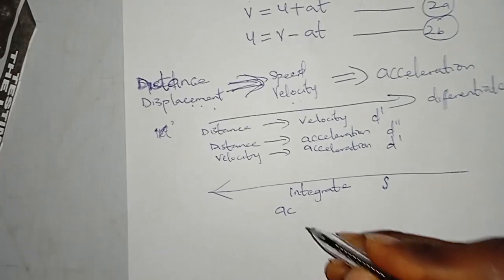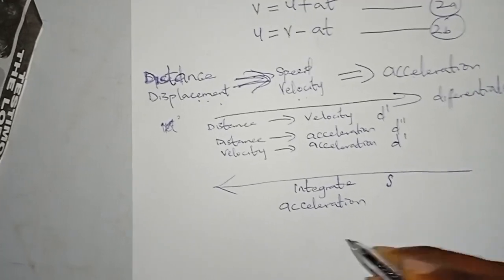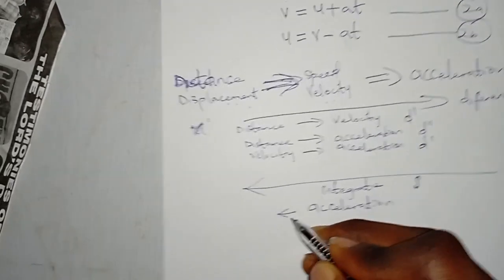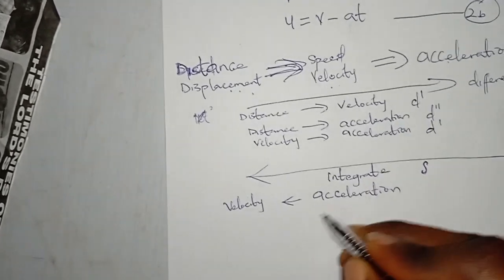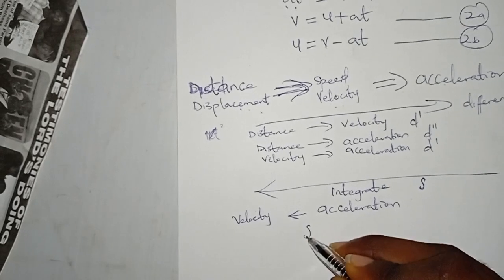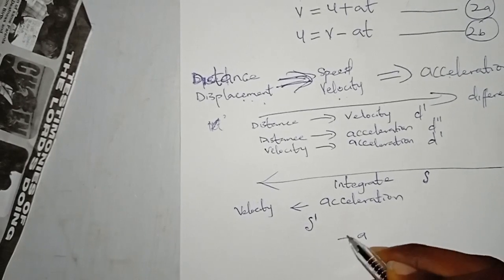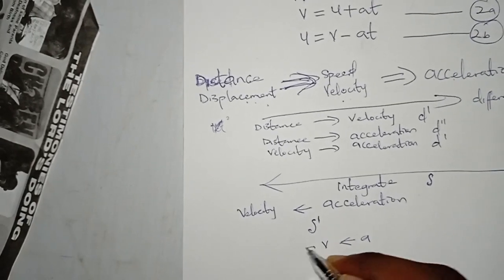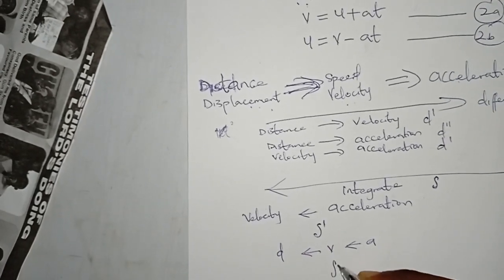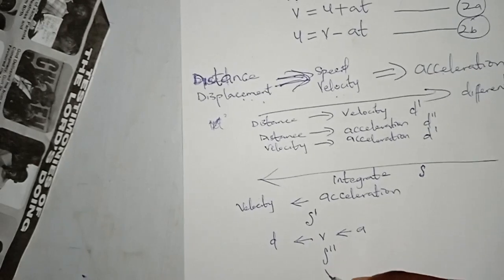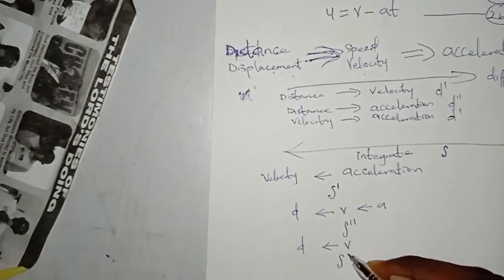I know you already know how to integrate, so don't worry, we'll still learn all those things with questions. We are not solving them. Acceleration to velocity, you integrate once. Then acceleration to maybe distance or displacement, you integrate twice. That means that velocity to distance or displacement, you integrate once.